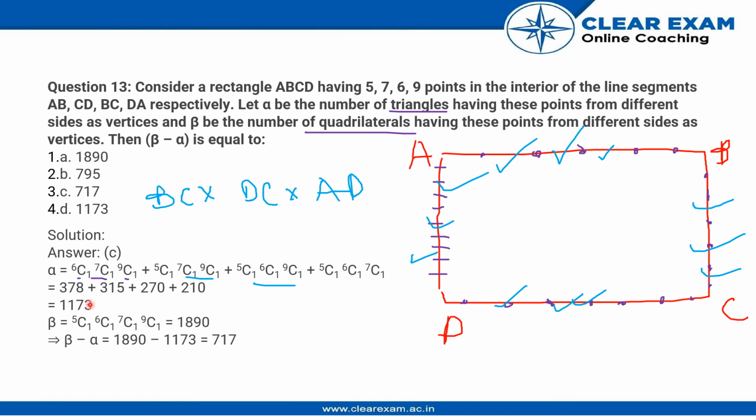So the total becomes 1173, and beta is quadrilateral, that is we take 4 points from the points mentioned, and we want each side to be different and vertices to be from different sides. So there is only one possibility, that is I take 1 point from each side. So the total number of quadrilaterals formed can be 1890 and the subtraction becomes 717.